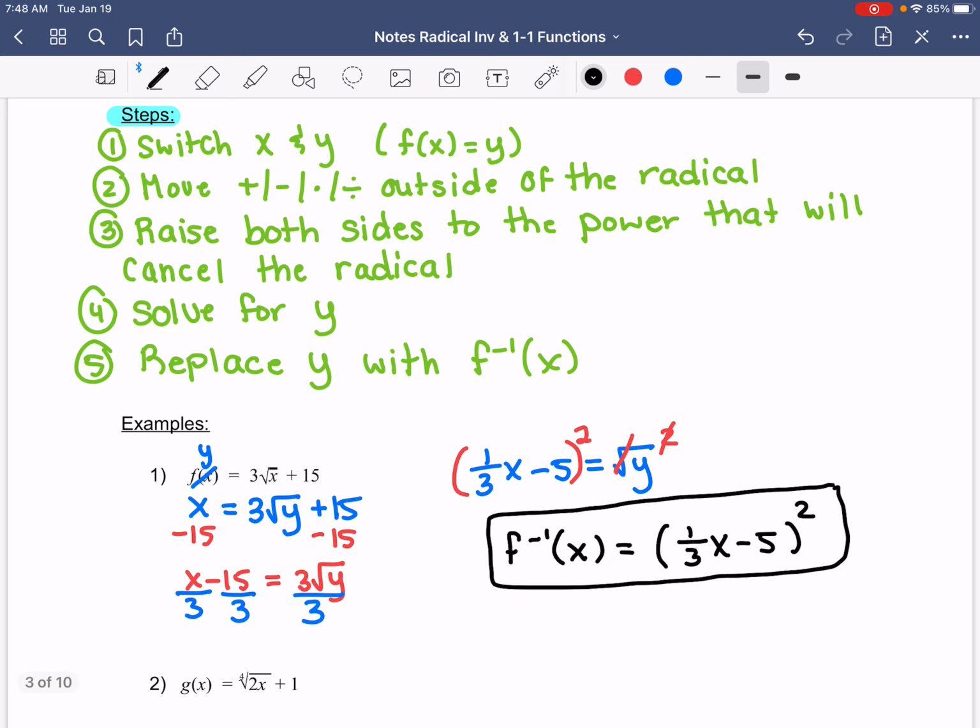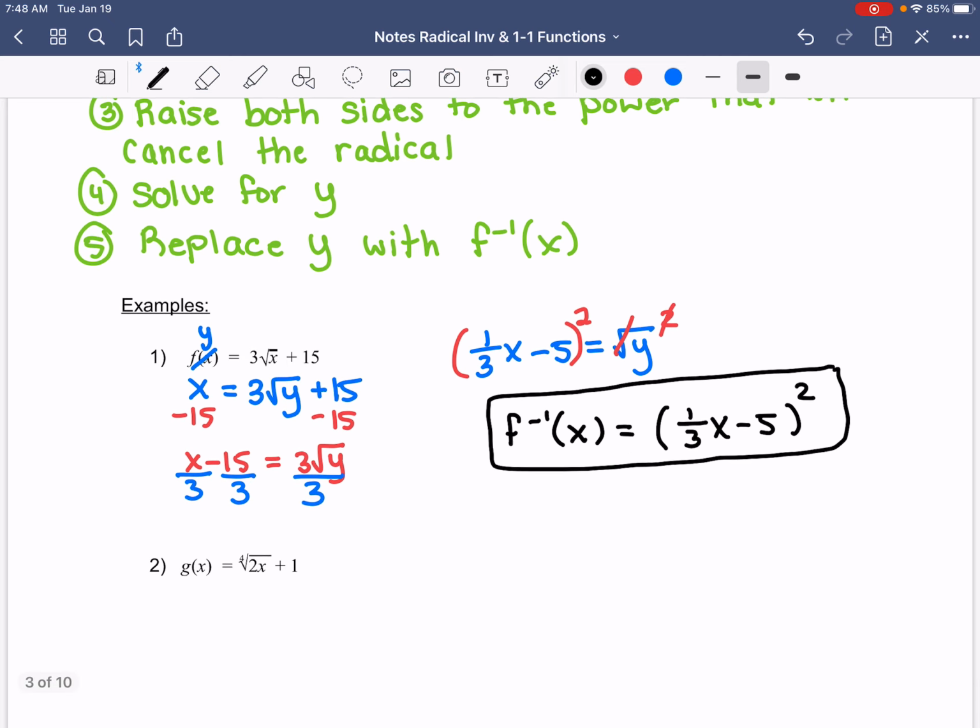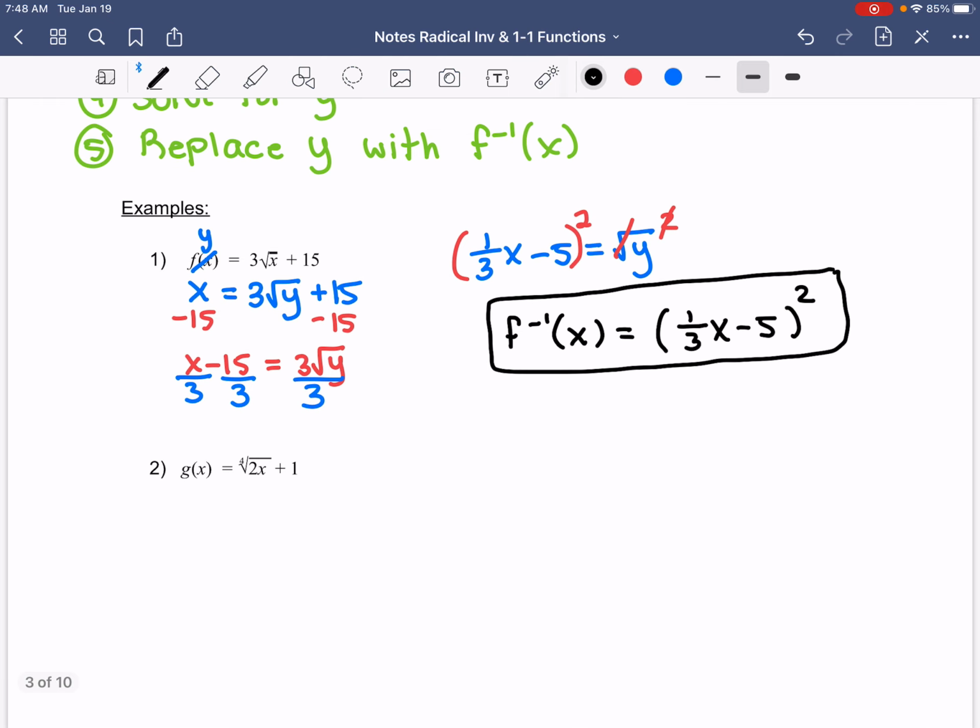Let's see. Next example, I have number 2. G of x is the 4th root of 2x plus 1. So again, step 1 is to go ahead and switch x and y. So this is my y. When I switch, it becomes x equals the 4th root of 2y plus 1.